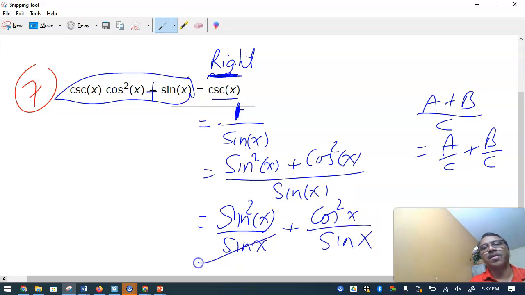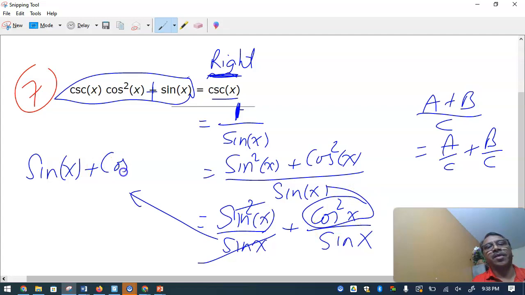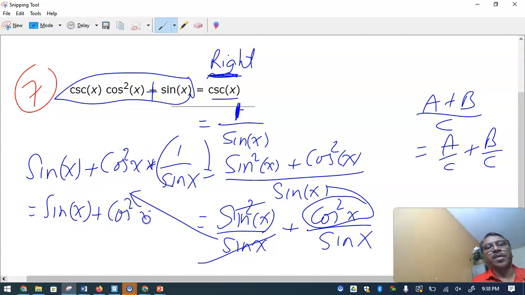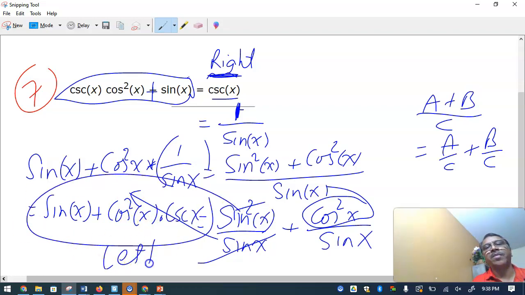And you can clearly see one of these crosses out. What stays here is the sine x, and I'll keep cosine square and write it as cosine of x times 1 over sine x. So this is sine x plus cosine square of x over sine x, and that is cosecant of x, and you're done. That way you start from the right, and you can still get the left.